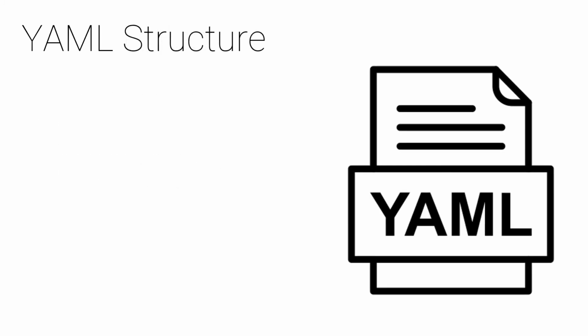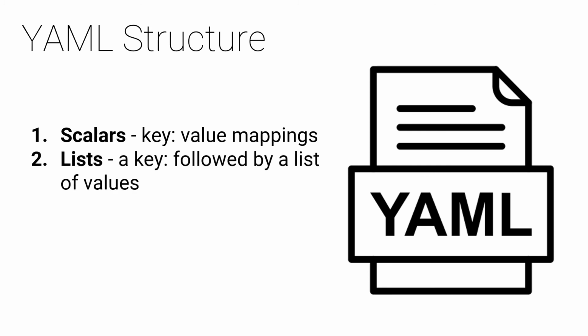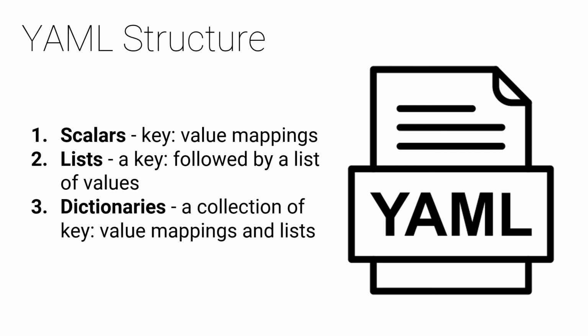YAML consists of 3 basic element types: scalars, key value mappings, where the value can be a number, string, or Boolean value; lists, a key followed by a list of values where each value is on a separate line and preceded with 2 spaces and a hyphen; dictionaries, a collection of key value mappings and lists. Let's look at some YAML examples of each of these different element types.